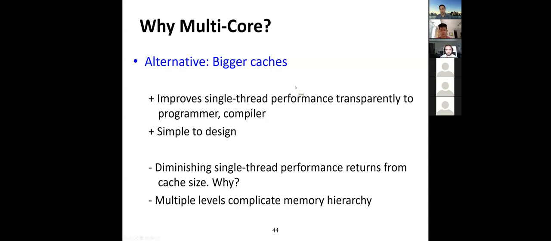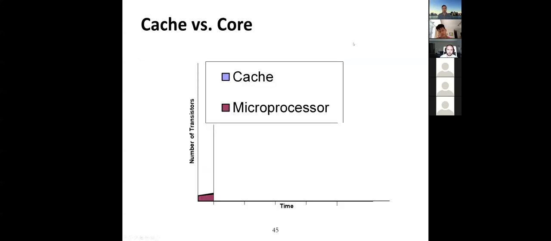We're going to talk about caches in a lot of detail in future lectures. But the rule of thumb that people use is a square root rule. As you increase the cache capacity, the performance is not going to go better than the square root of the scaling factor. And multiple levels of caching complicate the memory hierarchy. We're going to talk about this in the future when we talk about caches and memory. Essentially, I'm an engineer and I have a budget of transistors given to me by Moore's law. I can use them differently.